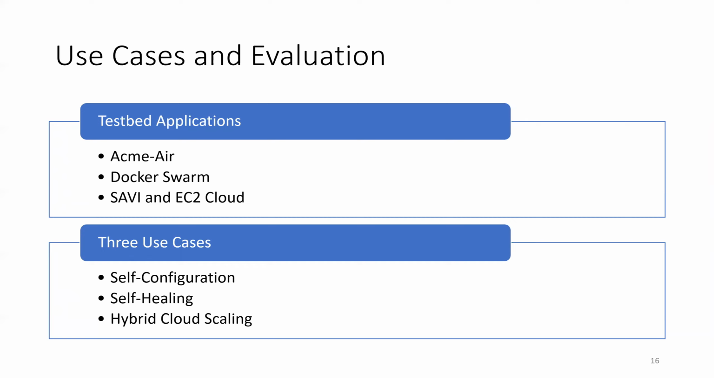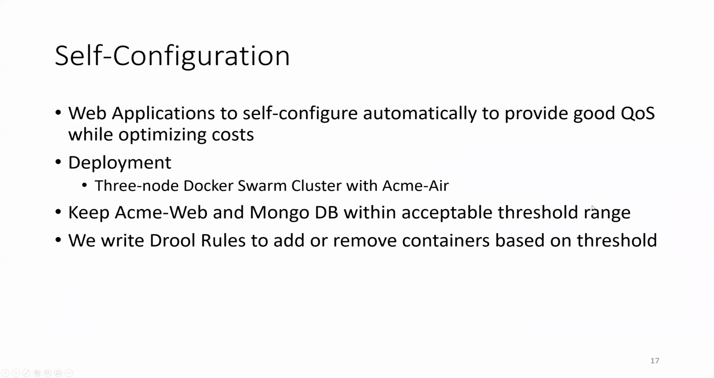And we use EC2 cloud. So these two clouds make up our multi-cloud environment for our use case. We apply our framework to three use cases. The first one is a self-configuration use case. We need to be able to self-configure web applications to provide good quality of service while optimizing costs.